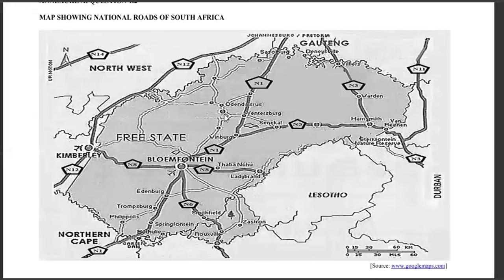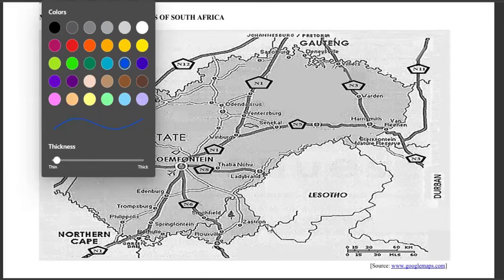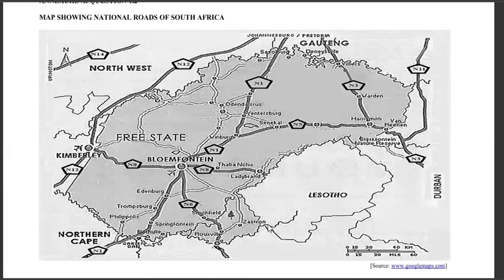So here we have our map. It's this one here. Which scale is used here? Oh, we already see there's a scale here. This scale is called a what? This is a bar scale, right? Or you can call it a linear scale.